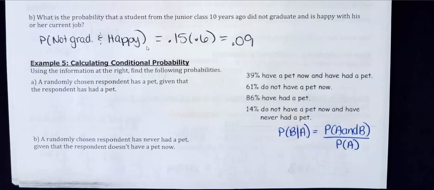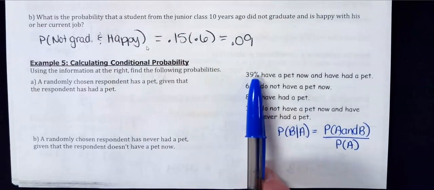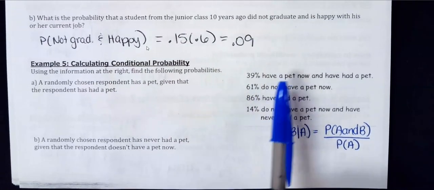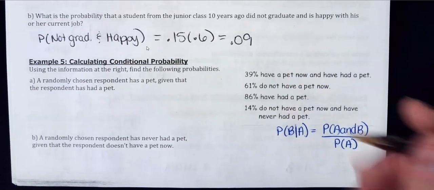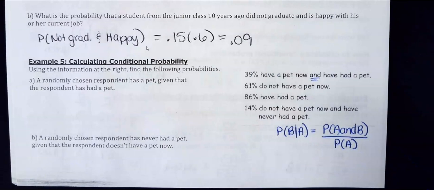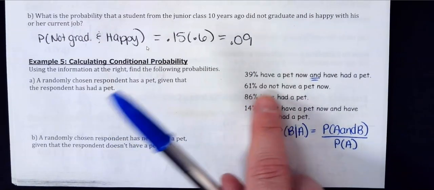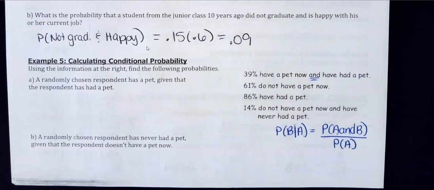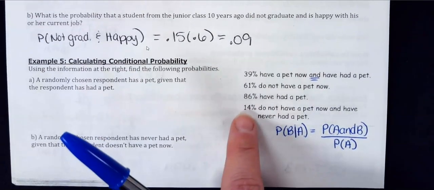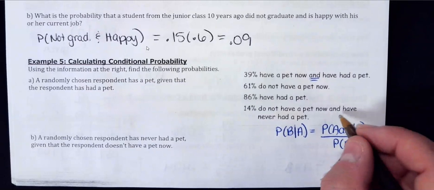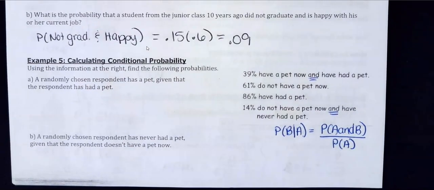Okay, so what I have in this lovely little representation here, this is 39% of people in a survey of some kind have a pet now, and, so you'll see the and here, have had a pet. Okay, 61% of people just don't have a pet, 86% have a pet, and 14% do not have a pet now, and they have never had a pet.